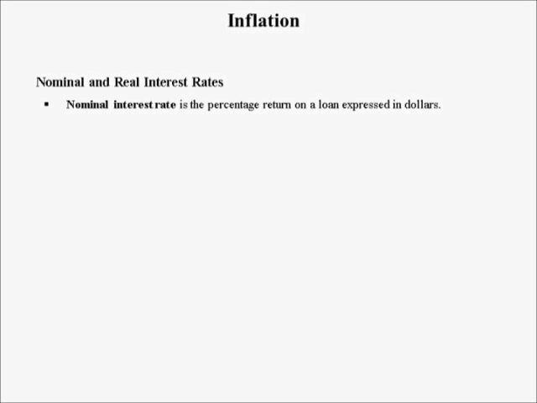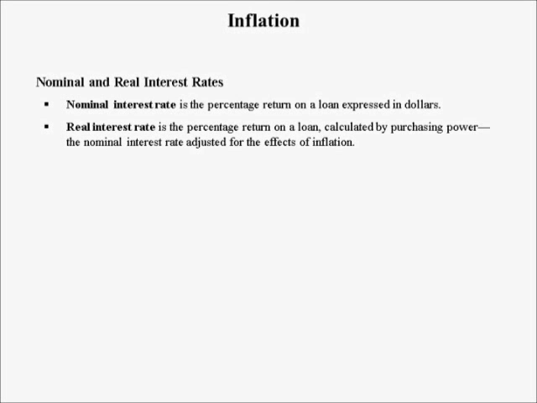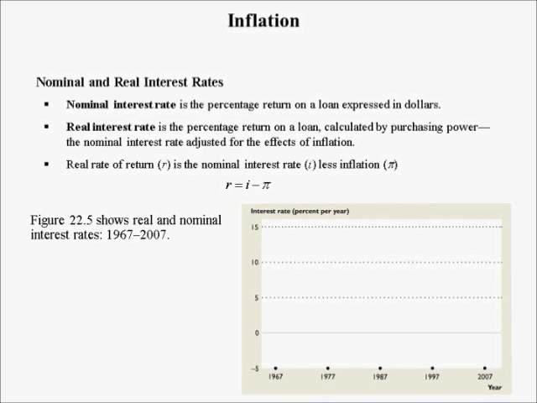Okay. Now, inflation has a lot to do with interest rates. Inflation, economic growth rate, and the unemployment rate are the three big macroeconomic indicators. But interest rates are also important. The nominal interest rate is the percent return on a loan expressed in dollars. Real interest rate is the percentage return on a loan calculated by purchasing power, the nominal interest rate adjusted for the effects of inflation. So if the real rate of return is denoted R, and the nominal interest rate is denoted I, with inflation being pi, the real rate of interest is the nominal rate of interest minus the inflation rate: R = I - π.